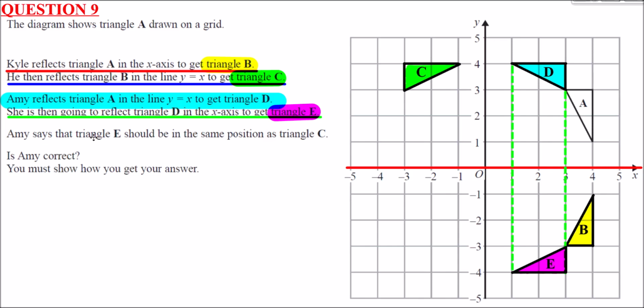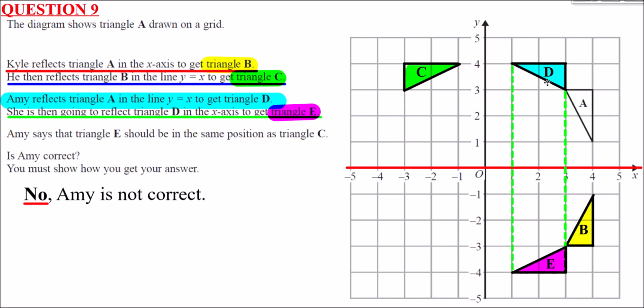So Amy reckons that triangle E should be in the same position as triangle C. So E is over here, C is up there. Obviously not the same place at all. So is she correct? All you need to say, based on this information, based on your working, and your working is to do these translations and reflections correctly, this will do as your working. Then you can just simply say, no, Amy is not correct. As long as you've got these reflections in the right places, that is working enough for the examiner.